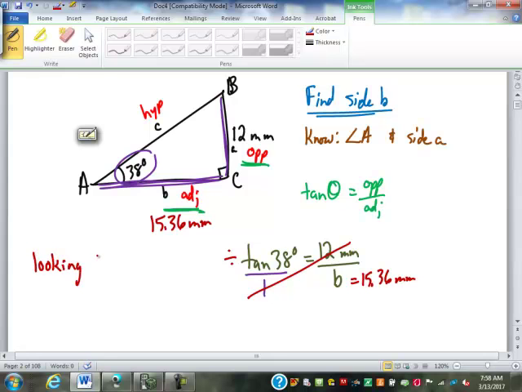When I'm looking for a side, we will always make a proportion, and then cross multiply and divide.